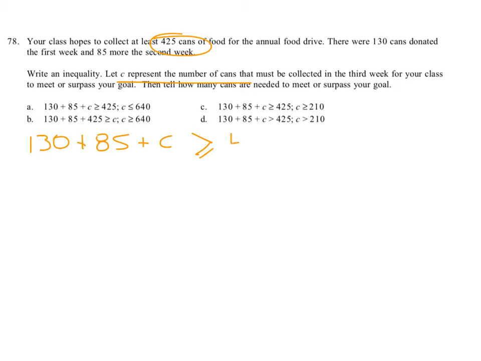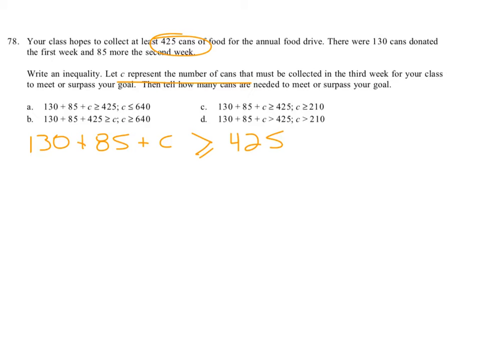Can it be that? Sure. That's the least it can be, but it can be that. Or greater. So we want this to be greater than that amount or equal to. So that's the inequality that we have to write. 130 plus 85 plus C is greater than or equal to 425.